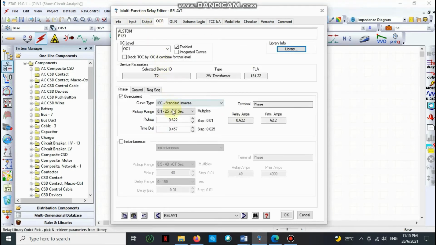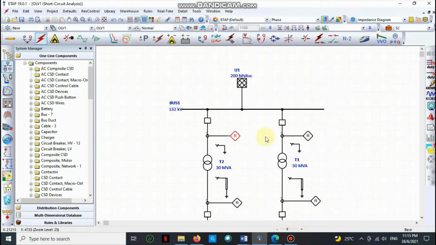After that, insert the calculated value of pickup setting into the pickup section, and insert the calculated value of time dial setting into the time dial section. This method is applied to all relays with its respective pickup and time dial values. And that's all for part B.